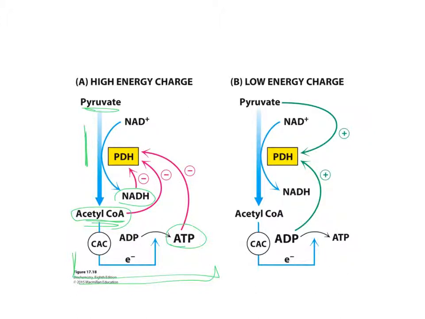Now when we have low energy, we have activation of this complex. So pyruvate is going to serve as an activator of the complex. The ADP is also going to serve as an activator of the complex. So this will inhibit the kinase that phosphorylates the pyruvate dehydrogenase complex. So the complex remains turned on.